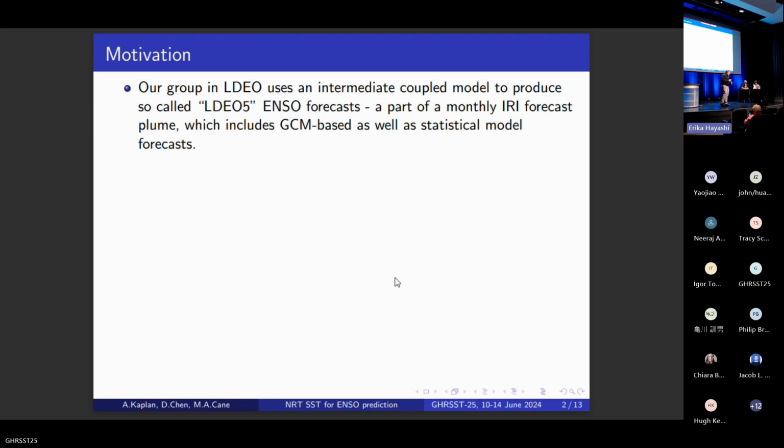Our group at LDO uses an intermediate coupled model to produce so-called LDO5 ENSO forecasts, a part of the monthly IRI forecast plume, which includes about 40 different models. Most of them are GCMs, some of them are purely statistical models. I believe there is one or two intermediate models as well.